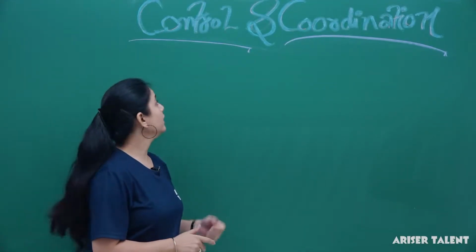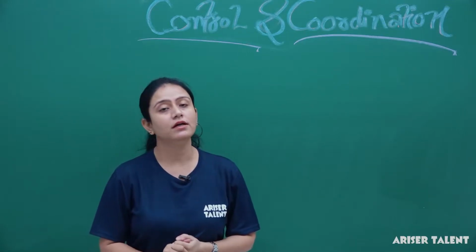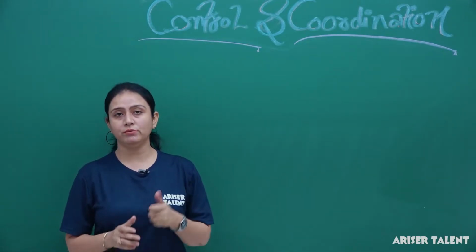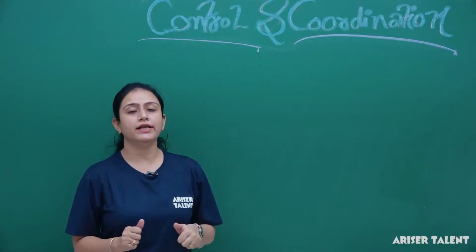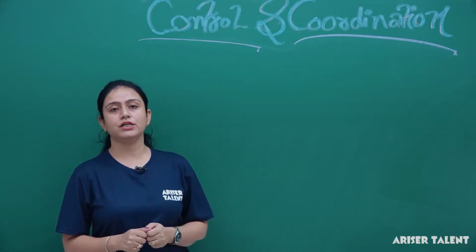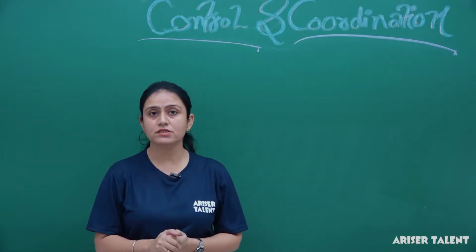As you know, we are studying control and coordination. This is a very important chapter. In my previous lecture, I taught you the meaning of control and coordination, as well as the different types of control and coordination in plants and animals. In that lecture, I taught you about the nervous system.